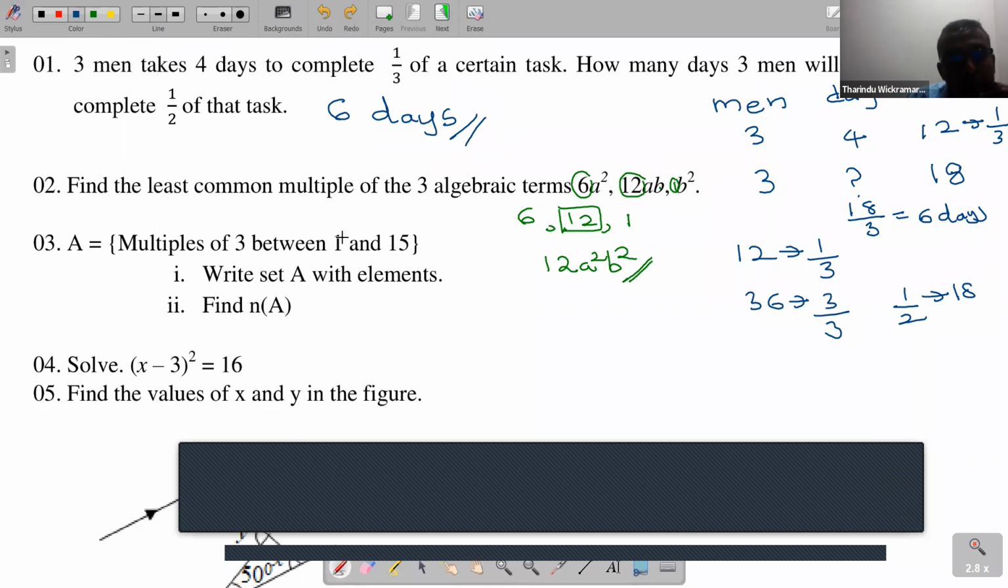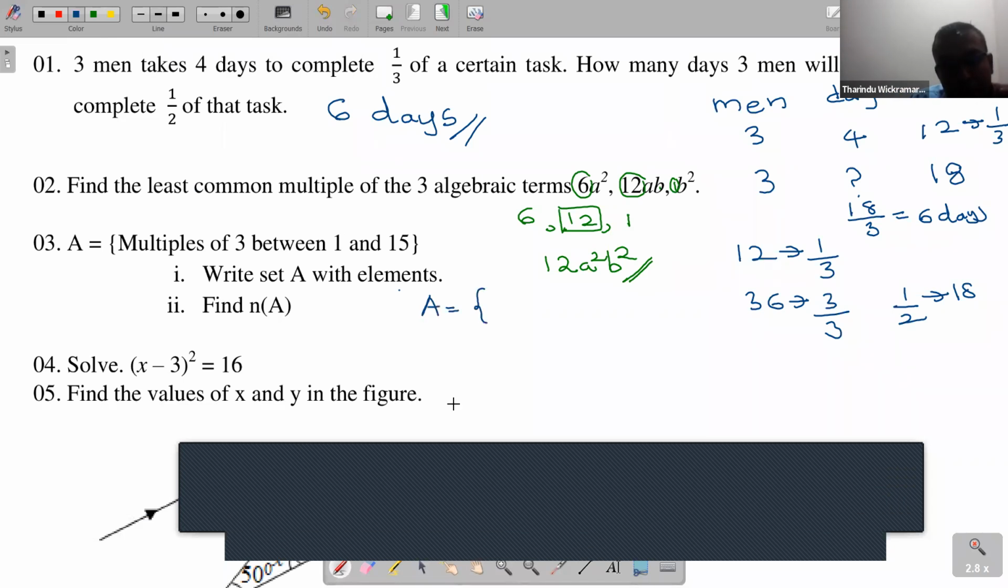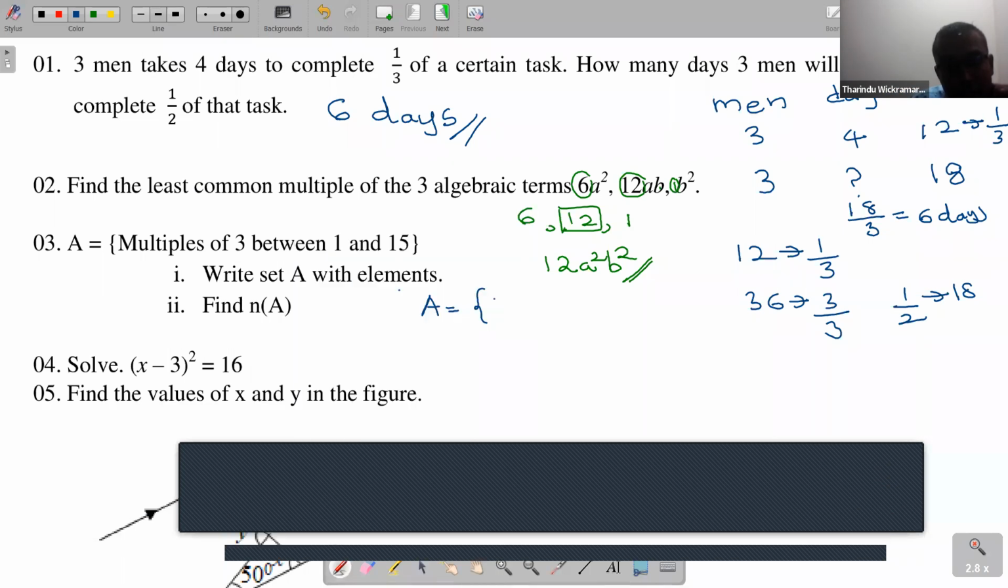Multiples of 3 between 1 and 15. So how can you write A? Between. Right. Kavin is correct. When you take in between, you are not writing 12. So from 1 to 15, then we will consider 15 also. Here we will not consider 15. So there are 4 elements. n(A) equals 4.